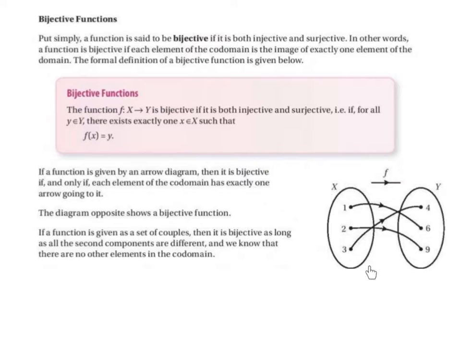So this mapping diagram shows a bijective function, and it is bijective because each element of the codomain has exactly one arrow going to it. So this is Y, and each element has exactly one arrow going to it. 3 goes to 4, 1 goes to 6, 2 goes to 9. So each value inside set Y has only one arrow going to it, and there are no other values left over that have no arrows going to it. So therefore it is bijective, which means it is injective and also surjective.